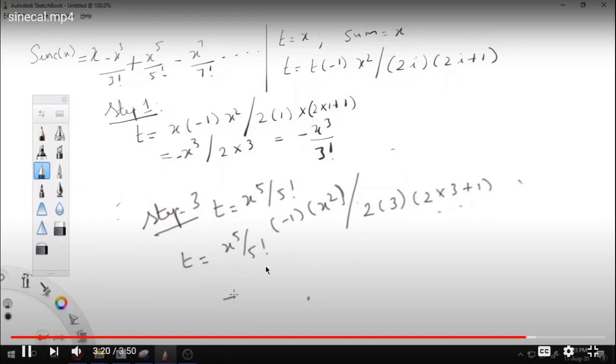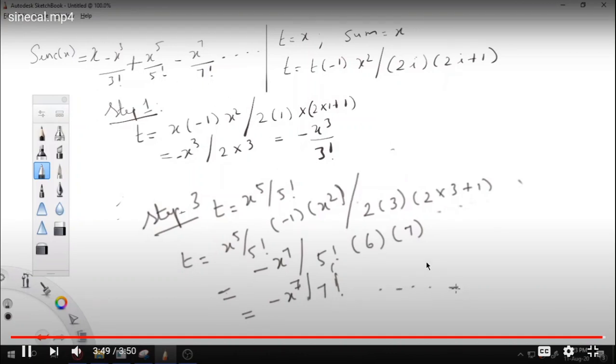So 6 into 7. Now how does the answer become? X power 5 into x power 2 is x power 7. Plus into minus is minus. So minus x power 7 by 5 factorial is the answer here. Now what have you got? 6 and then into 7. This is actually 7 factorial. So minus x power 7 by 7 factorial. So this term we have got. Likewise, when you keep on multiplying, we can get the consecutive terms in the sine series. Just for the understanding, I have shown this series, and now let us see how the program works.